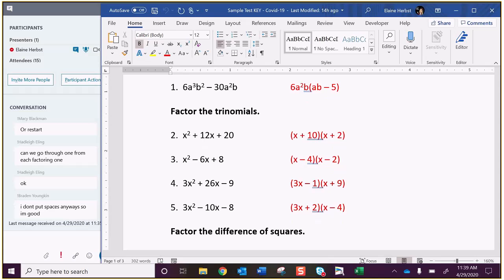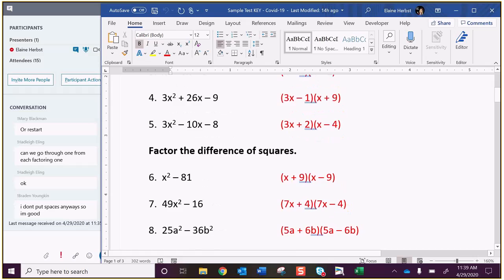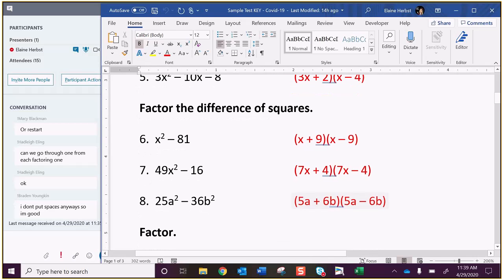Okay, let's go on to the next section. These are the difference of squares. Your parentheses are identical here, and your signs are different. So x plus 9, x minus 9. 7x plus 4, 7x minus 4. 5a plus 6b, 5a minus 6b. Maybe make yourself a little note: these parentheses should be identical with the signs being opposite, and it doesn't matter which one comes first. You can have the subtraction before the addition, and that's fine.